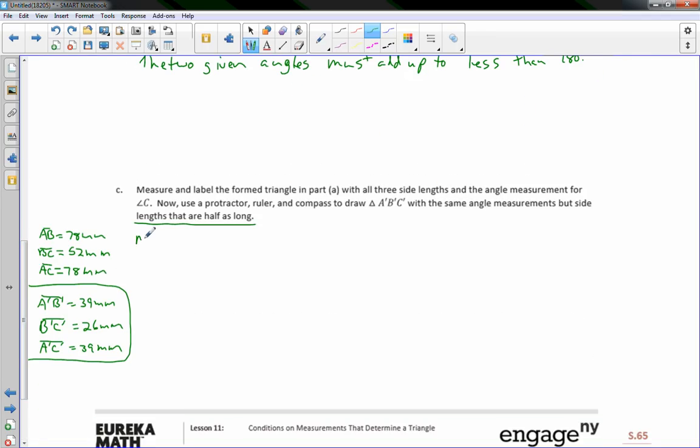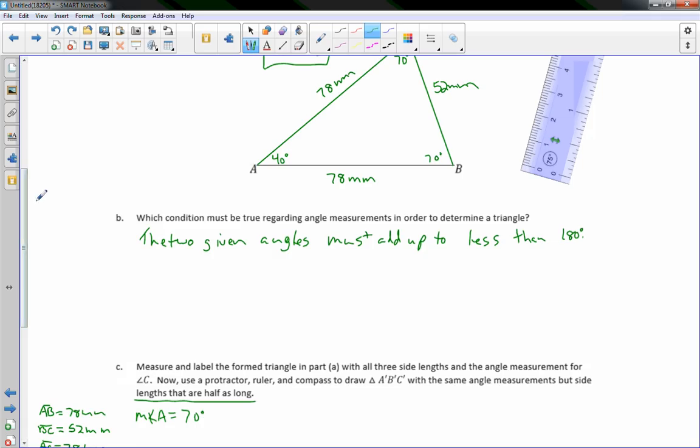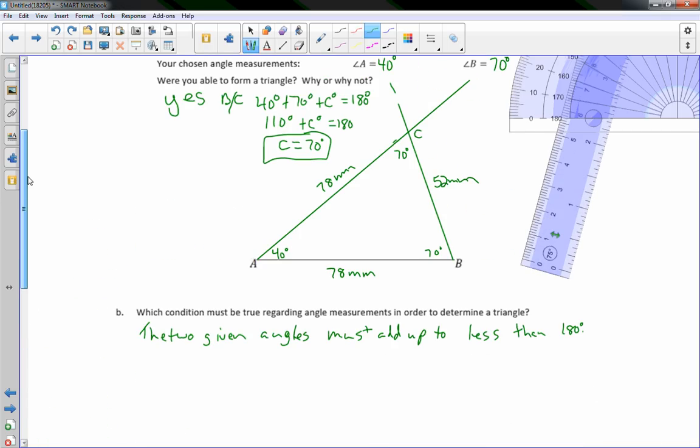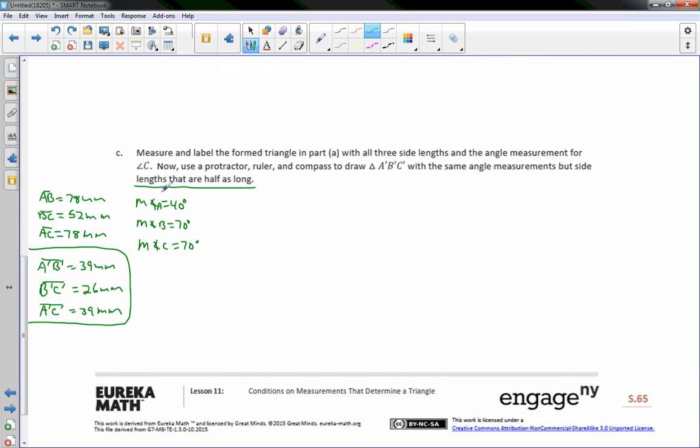So I'm going to write those as well. The measure of angle A equals 40 degrees. The measure of angle B equals 70 degrees. And the measure of angle C equals 70 degrees. Okay. So there's our three angles we're going to use. And these are our three side lengths we're going to use.